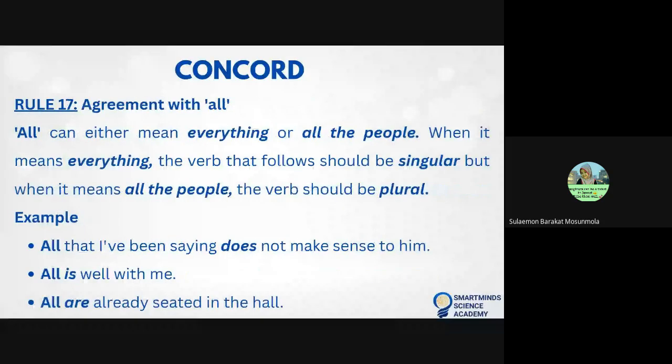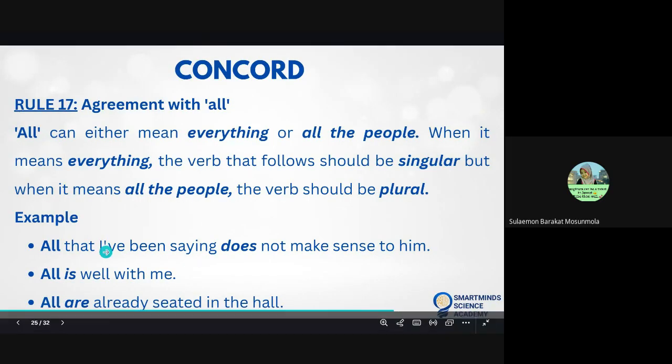Now the next one is agreement with all. Now, all can either mean everything or all the people. All has two meanings here. When do we know which one to use a singular verb with or which one to use a plural verb with? When all means everything, the verb that follows it should be a singular verb.